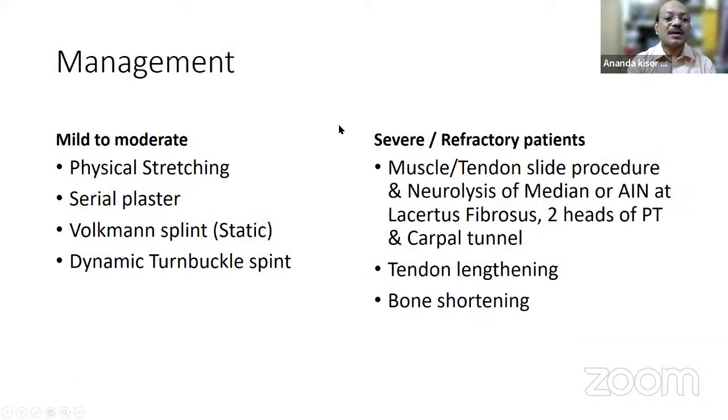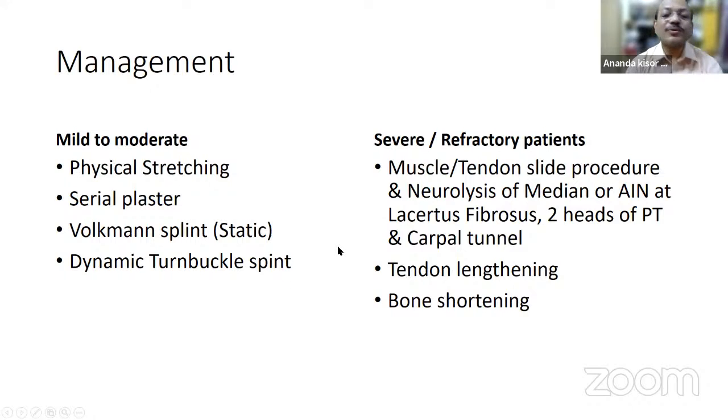Now, what is the management? If it is mild to moderate, you start with physical stretching, followed by serial plaster, followed by the Volkmann splint. Again, there is a double N. It is either a static splint or a dynamic turnbuckle splint.